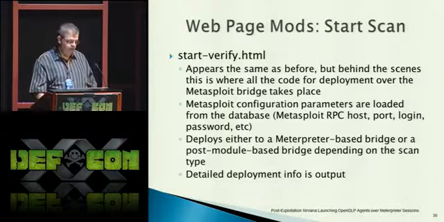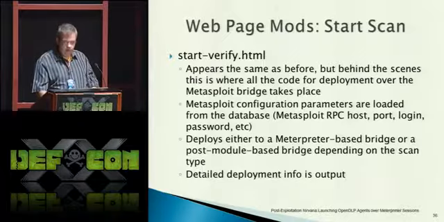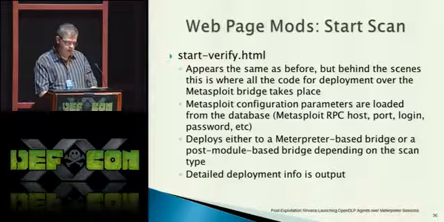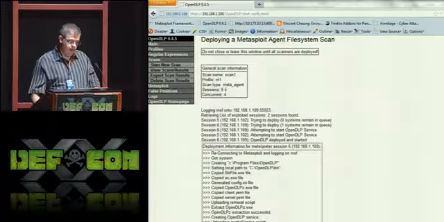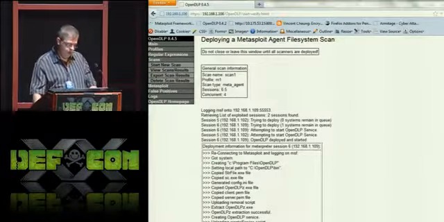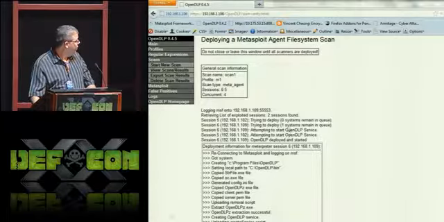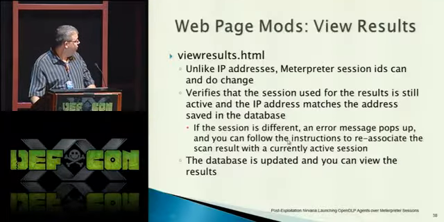I just load the configuration parameters out of the profile and deploy to either Meterpreter or post module based bridge. And then I'll display a detailed output, so if it doesn't deploy correctly, you know why. And it ends up looking a lot the same as the other stuff. You see here, I guess you might not be able to see, but it found 2 sessions and it tried to deploy to both. It attempted to start, and then it started.